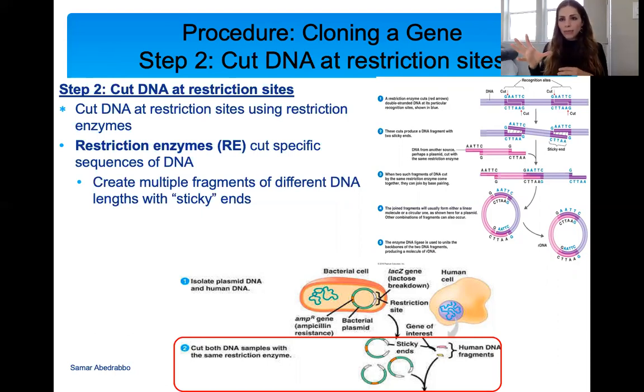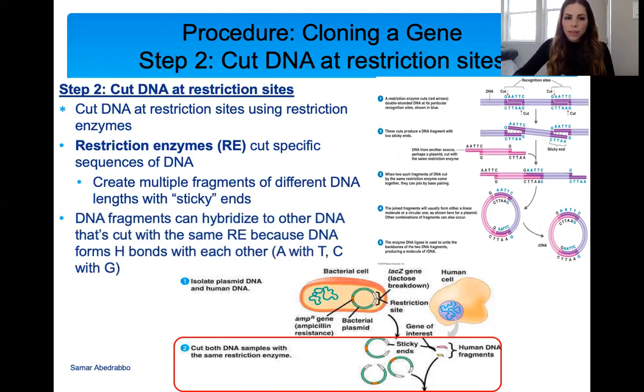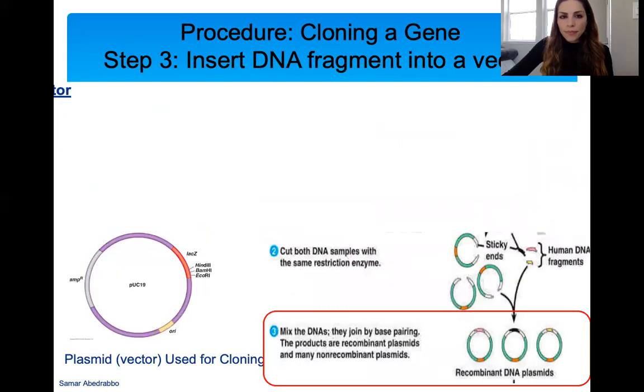And then the plasmid and your gene of interest will complementary hydrogen bond to each other because A will be attracted to T's and C's will be attracted to G's. So the DNA fragments can hybridize, which means stick to other DNAs that are cut with the same restriction enzyme, because DNA forms hydrogen bonds with each other.